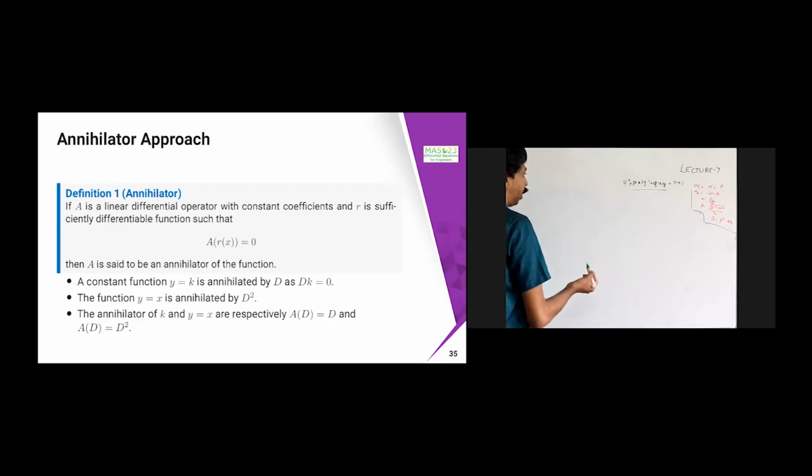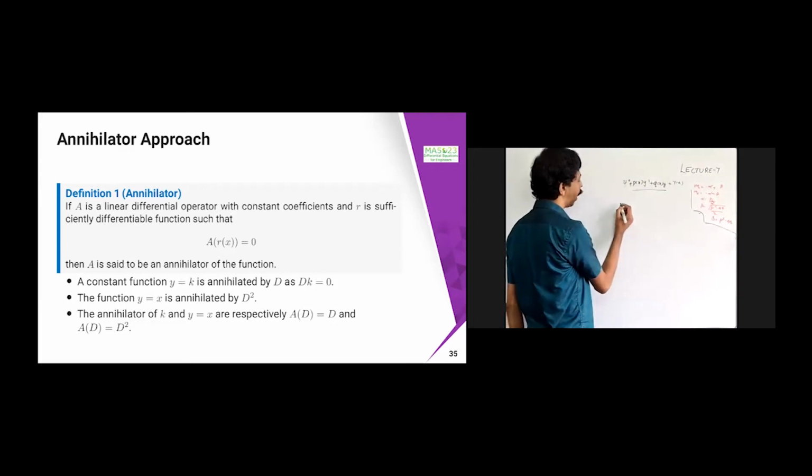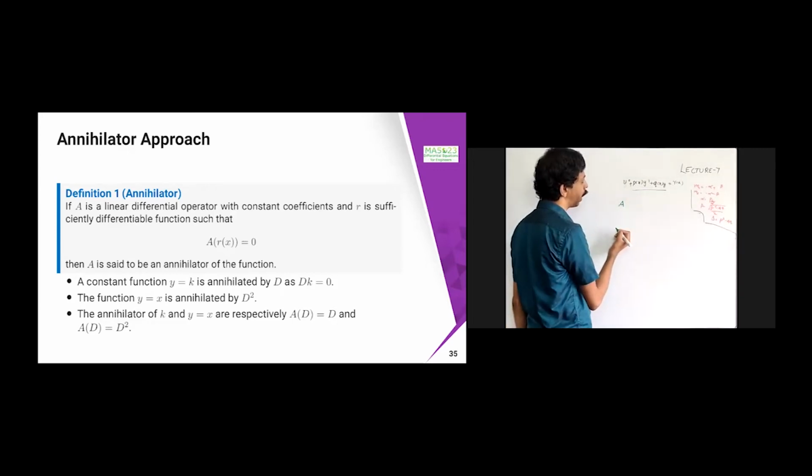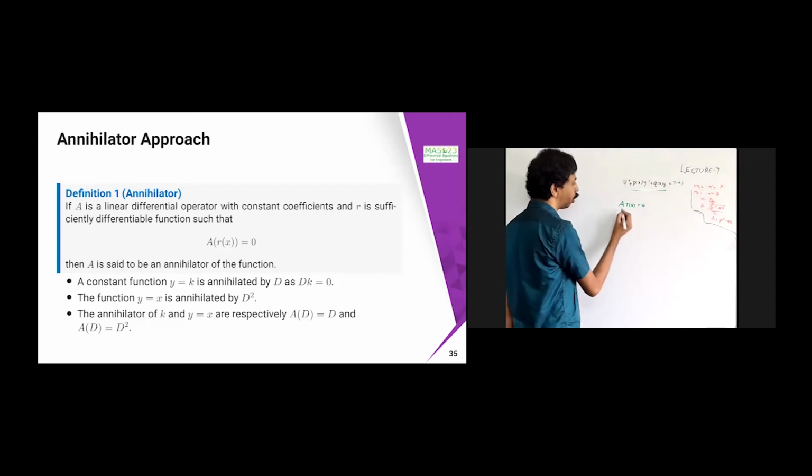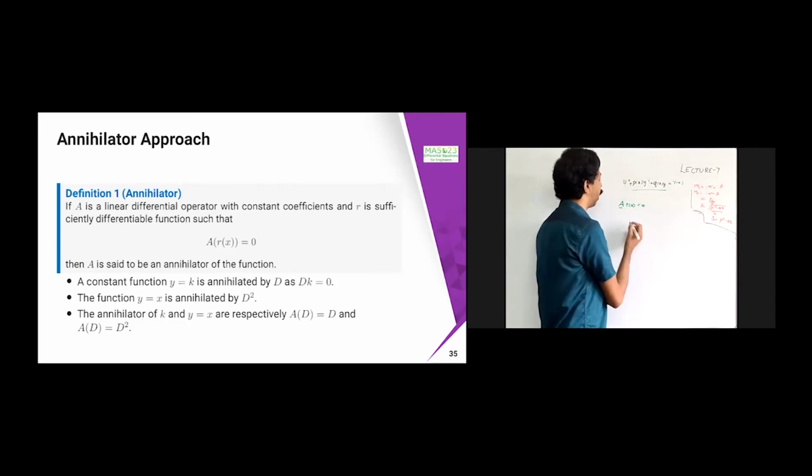So for example, what I need to find is an operator A such that A of R of X equals 0. What is the meaning of A here? For example, if I take R of X equal to X, then which differential operator is going to make it 0?